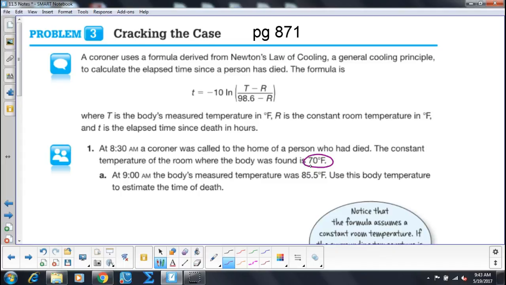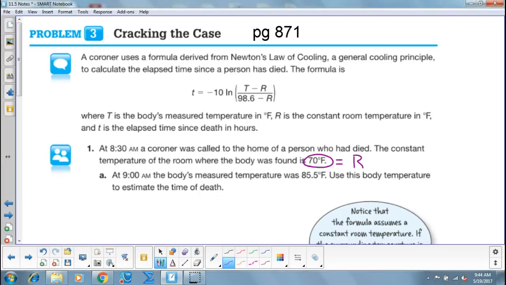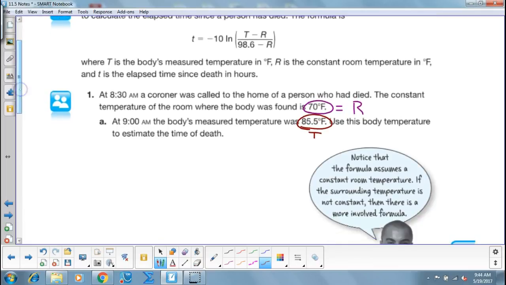That's my capital R. Okay? At 9 a.m., the body's measured temperature was 85.5 degrees. What's that? This is capital T then. Oops, that's a bad looking T. Now it's a good looking T. Okay? Use this body temperature to estimate the time of death. So I'm looking for little t then.